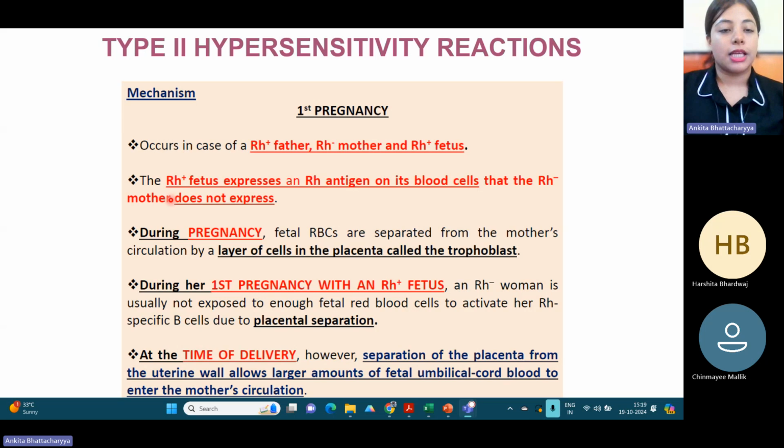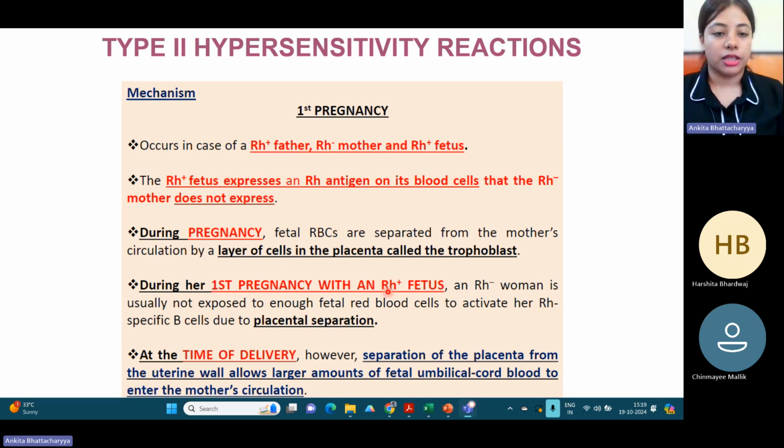What exactly happens there is that the Rh positive fetus very naturally expresses an Rh antigen on its blood cells, which is absent in the mother. During the first pregnancy, fetal RBCs would be separated from the mother's circulation because of the placenta, and particularly within the placenta, there is one layer of cells called the trophoblast. If you're not already familiar with it, it's fine. You don't need to know all this additional terminology. But basically, there is a mechanical barrier that separates the fetal blood from the maternal blood.